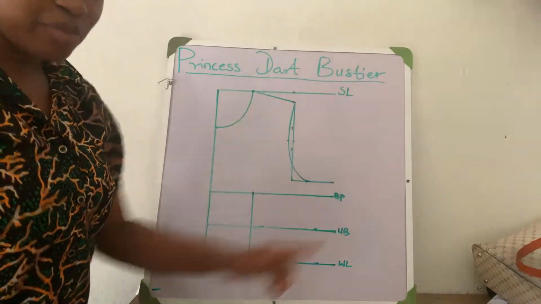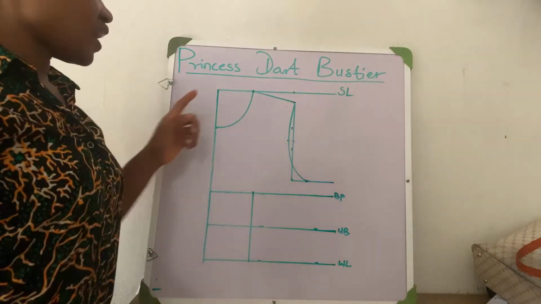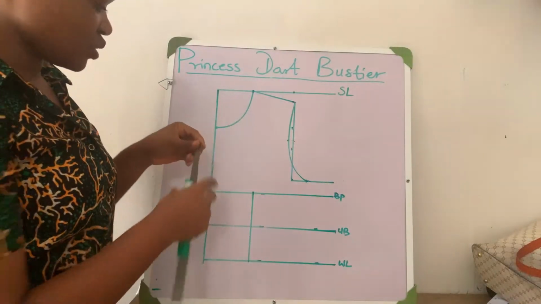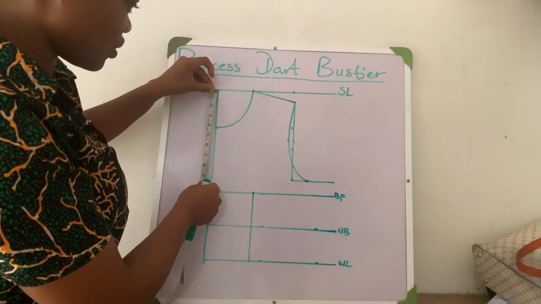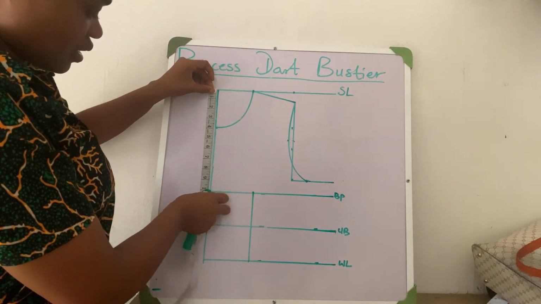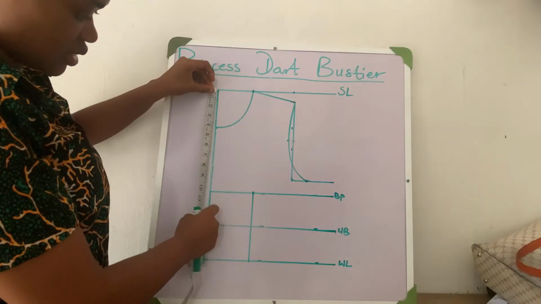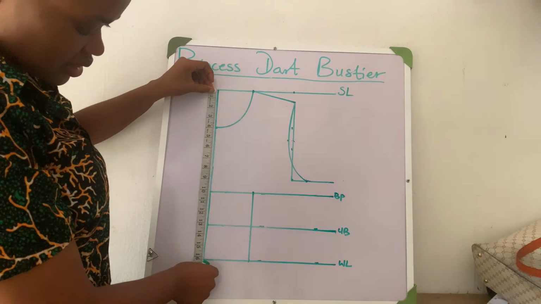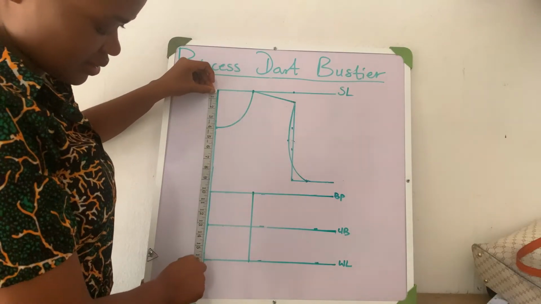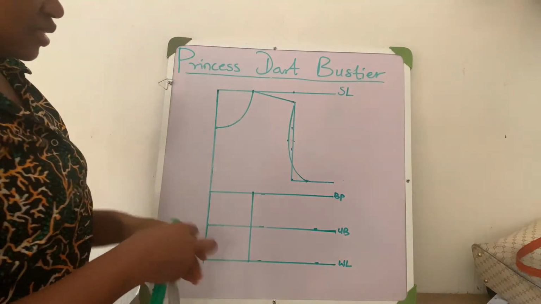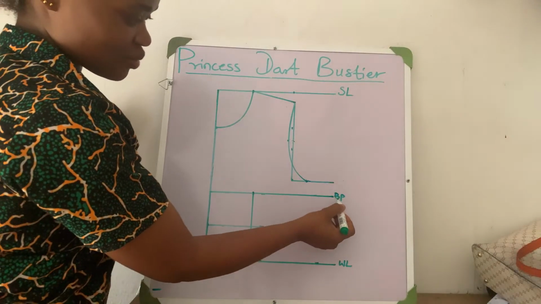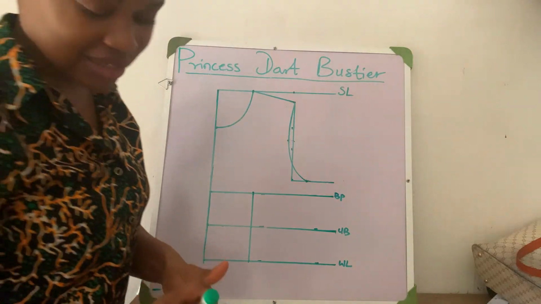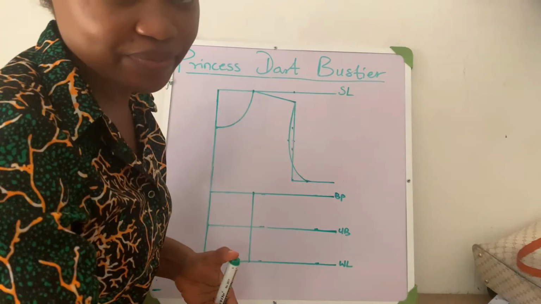Princess bustier, right? Now this is our shoulder line. From the shoulder line to mark the bust point, the bust point is at 10 inches, the under bust is at 13 inches, and the half length is 16 inches. I've gone ahead to label it: bust point, under bust, waistline, that is the half length, right?